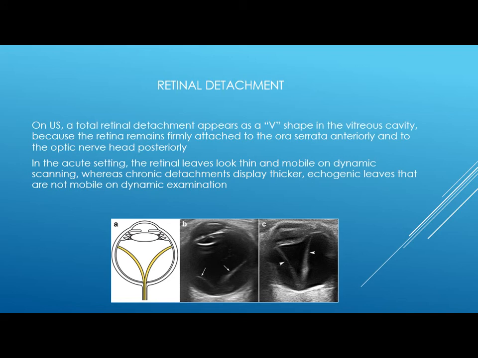On ultrasound, this is the classical shape of retinal detachment. Anteriorly it is firmly adhered to what is called the ora serrata, so it is not usually separated beyond this point, and posteriorly it is attached to the optic disc, so it appears as a V-shaped configuration. When acute, it is thin and moving in dynamic examination, but when it becomes chronic, it becomes thick and non-movable.